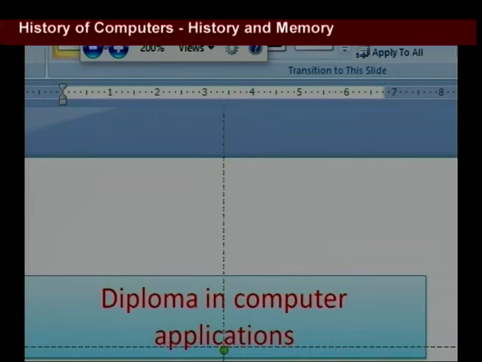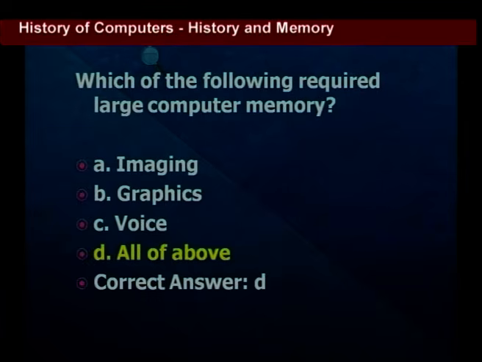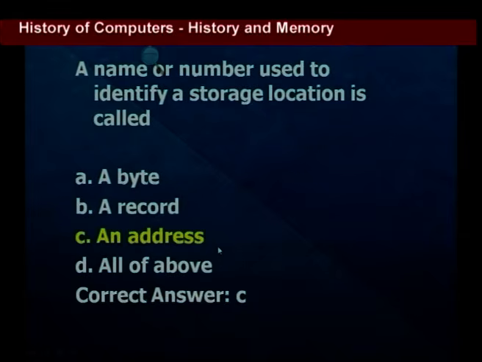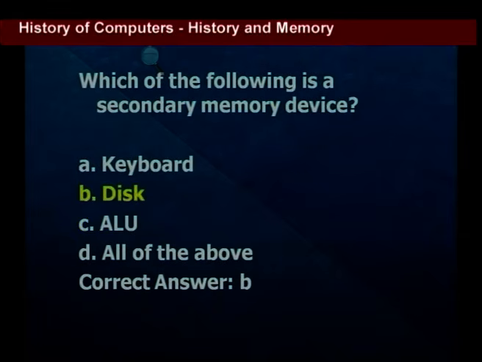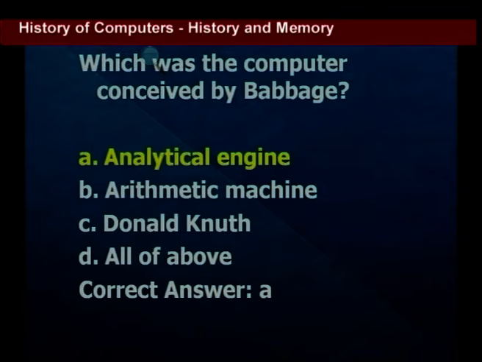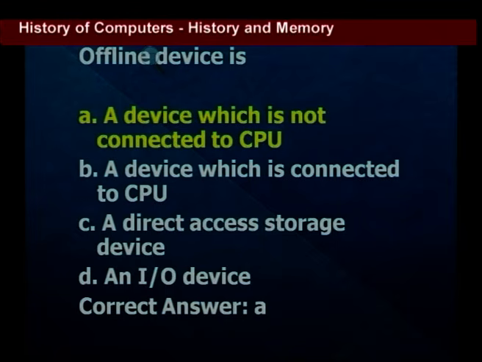Okay. Next, coming to the questions part. Which of the following required large computer memory? All of the above. A name or number used to identify a storage location is called an address. Which of the following is the secondary memory device? That is the disk. Which was the computer convinced by the Babbage? The analytical engine. An offline device is a device which is not connected to the CPU, such as pen drives, hard disks, memory cards and different types of offline devices.